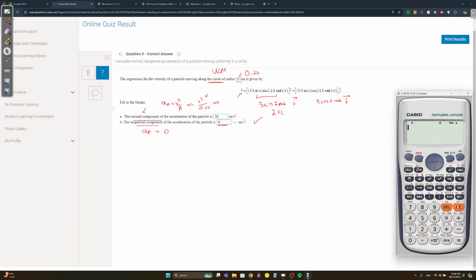Or you know what, let's just put it directly. Find the magnitude: 3 sine 2 rad squared plus 3 cosine 2 rad squared, right? The rad just means change your calculator to radians. You're gonna get 3. Okay, so the magnitude of V is equal to 3. And I want V squared over R, so it's gonna be 3 squared over 0.25, which is 36.